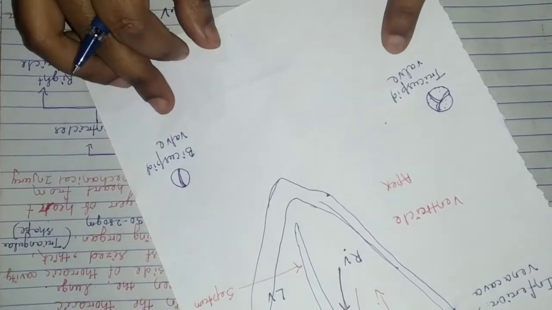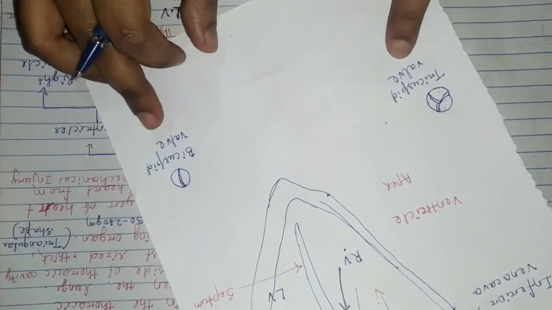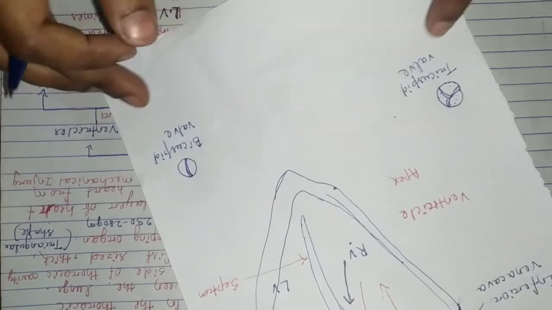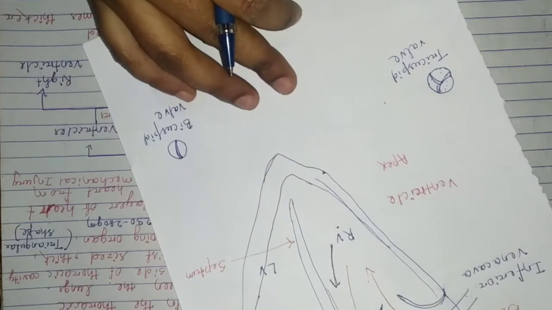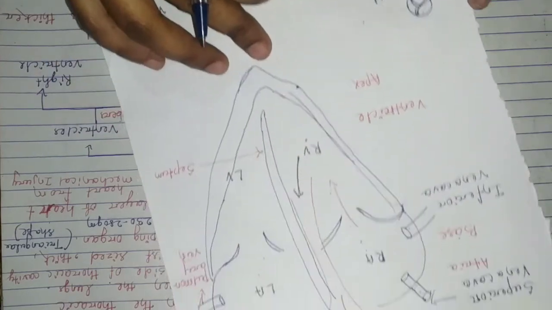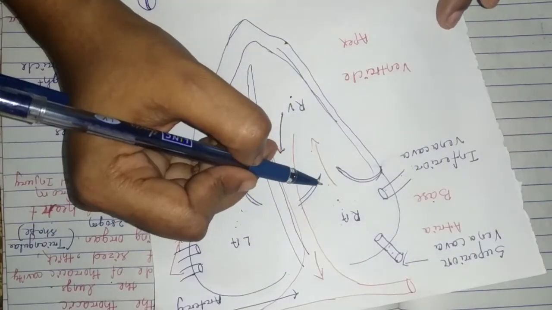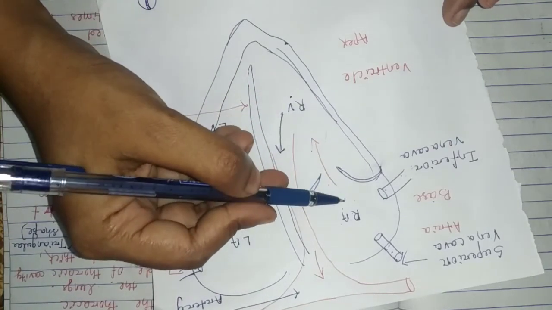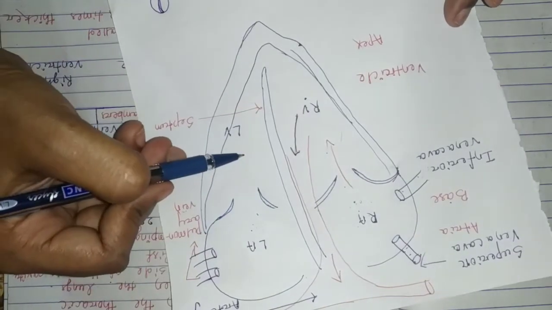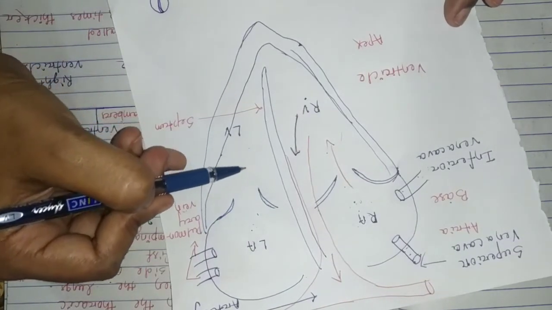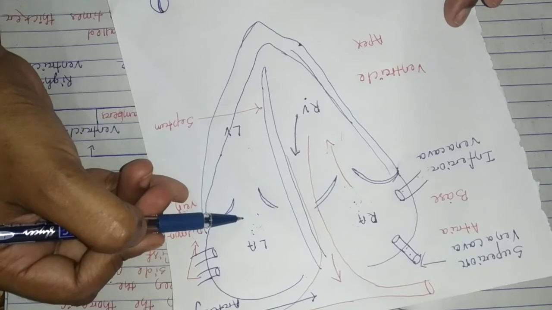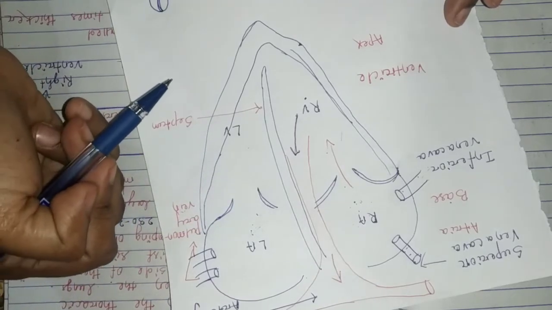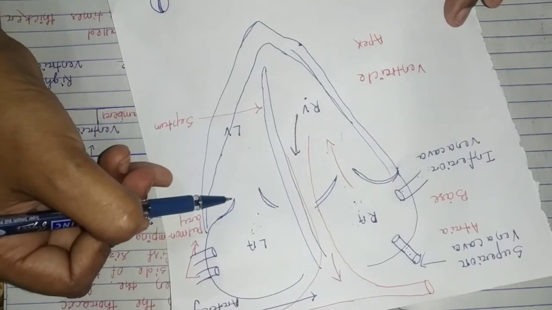What is the function of the valves? Their function is to avoid the backflow of blood. So here there is a tricuspid valve, by which the blood won't flow back to the right atrium. Same also, the blood does not flow back to the left atrium. That is why these valves are present, to avoid the backflow of the blood. So the bicuspid valve is present here.